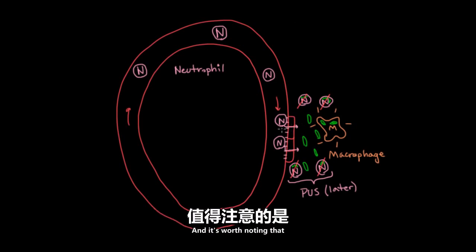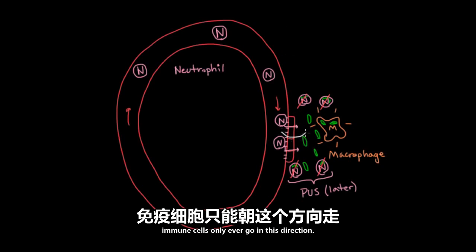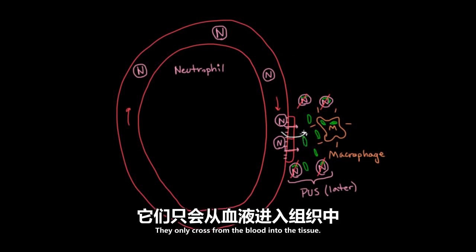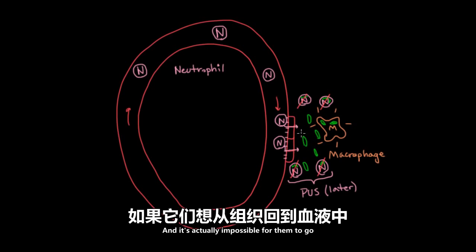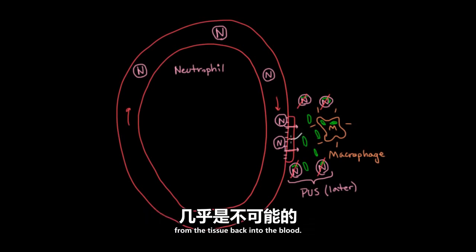And it's worth noting that immune cells only ever go in this direction. They only cross from the blood into the tissue, and it's actually impossible for them to go from the tissue back into the blood.